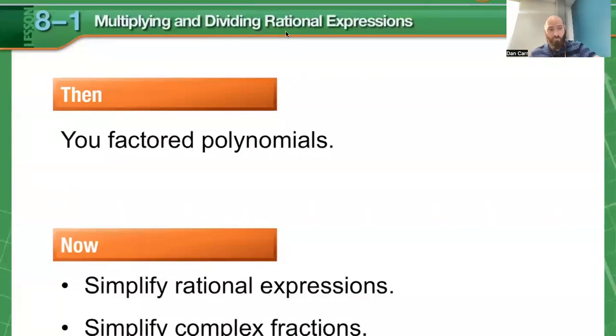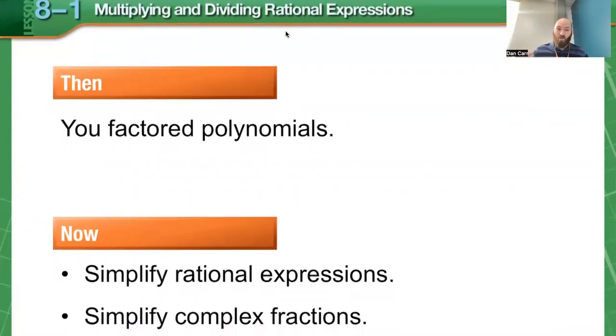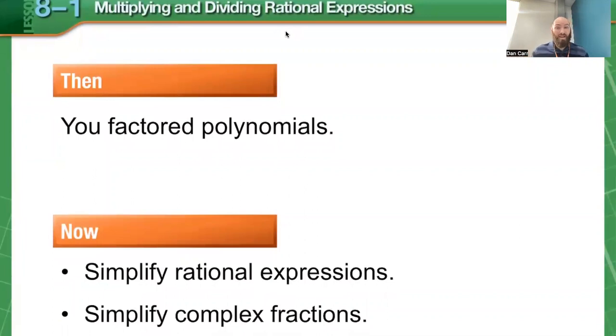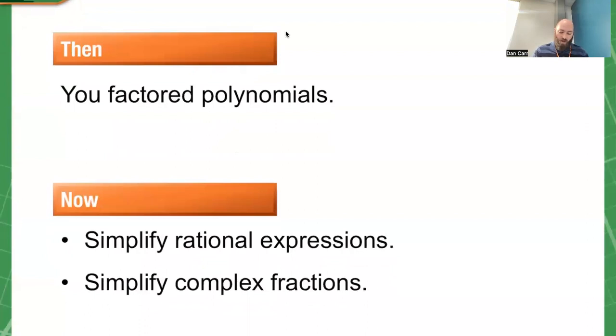Today we're going to be starting off with Unit 8. Unit 5, but 8-1, multiplying and dividing rational expressions. One of the skills we'll be using that we've done before is factoring polynomials. It's going to come up a lot in this unit. Today we're going to talk about simplifying rational expressions and not complex fractions. That'll actually be for a future lesson. But now we're just going to focus on rational expressions.